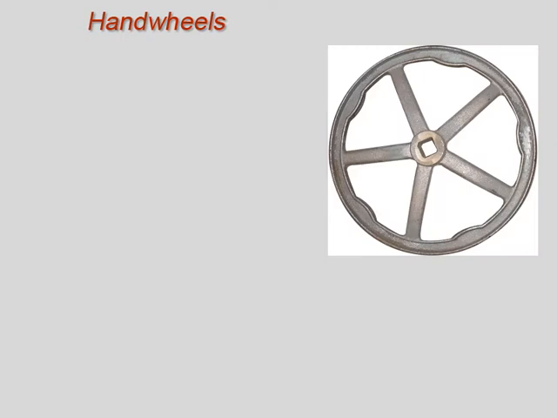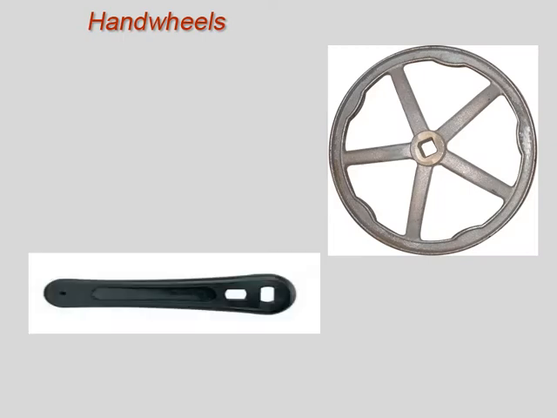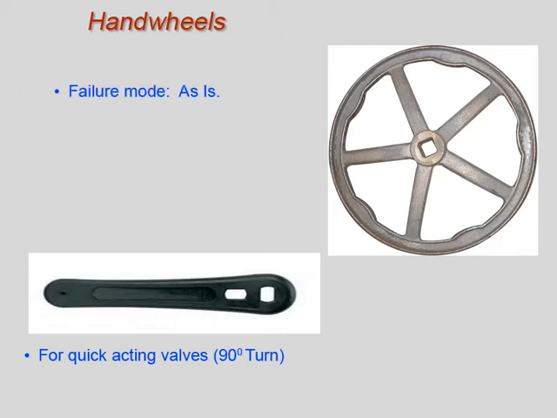The manual actuator or hand wheel has two primary shapes. The more common design is the wheel shape. The lever shape is designed for valves that can be quick acting like the ball, butterfly, or plug valves. If installed properly, when the lever is lined up with the piping, the valve is open. When the lever is perpendicular to the pipe, the valve is closed. The failure mode for a hand wheel is as is. They are used in areas that operators can normally access.